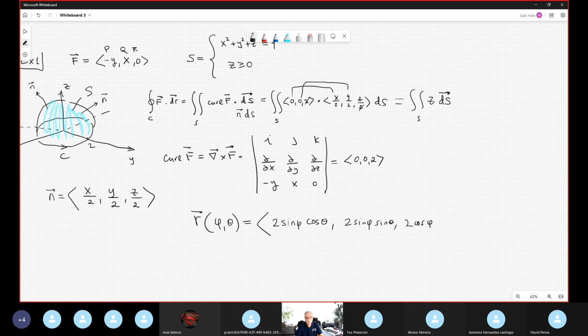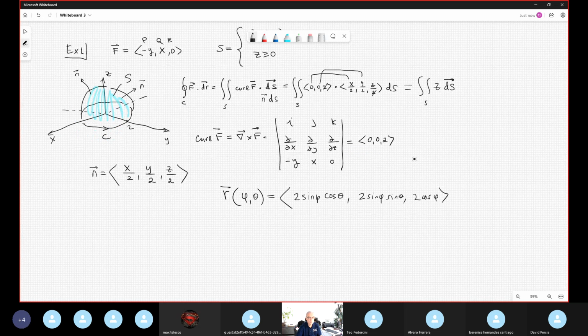Let me recall quickly the formulas in spherical. In spherical, x is equal to rho sine phi cosine theta, y is equal to rho sine phi sine theta, and z is equal to rho cosine phi. But we are working with the sphere and rho is 2. So the only thing I do is replace rho with 2, I obtain the vector-valued function and end the story. So now the tedious idea, it always happens.